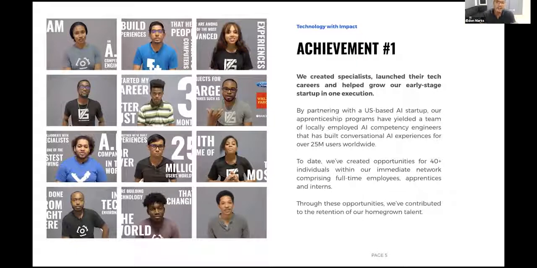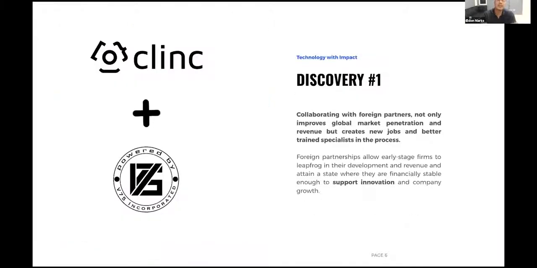And through these opportunities, we've helped to contribute to the retention of our homegrown talent, which is definitely an achievement to write home about. The discovery that we made from this is that collaborating with foreign partners not only improves global market penetration and revenue, but it also helps to create jobs and better trained specialists in the process.